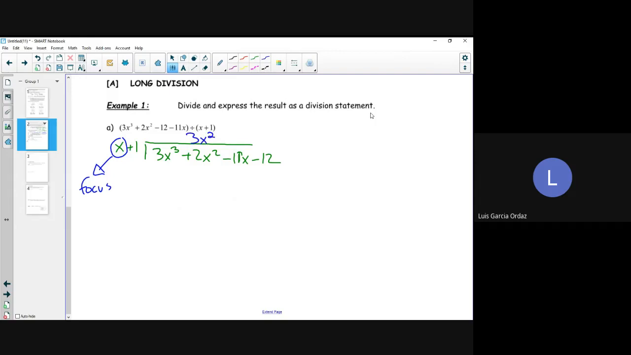So now, like regular division, what do we do with 3x squared and x plus 1? We're going to multiply. So what's 3x squared times x? 3x cubed. And what is 3x squared times 1? 3x squared. You're going to see why this is annoying, because it gets long. So 3x cubed minus 3x cubed, they cancel out. What is 2x squared minus positive 3x squared? Negative x squared.